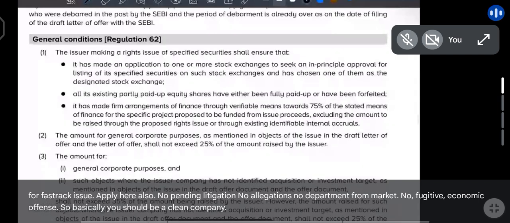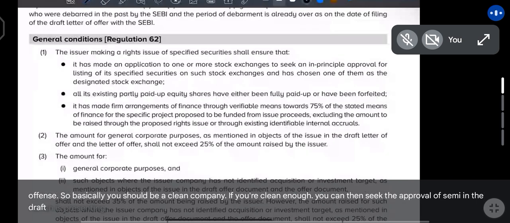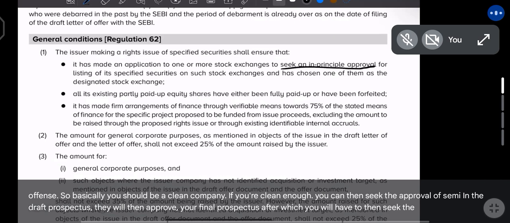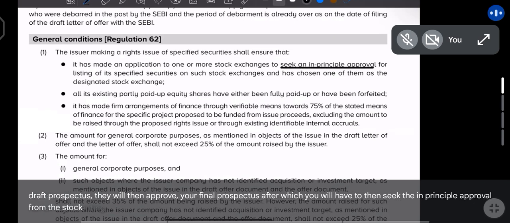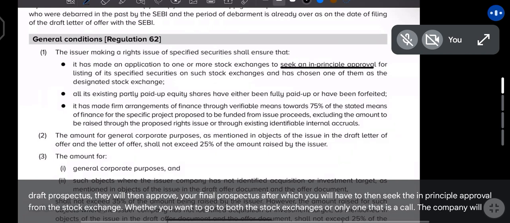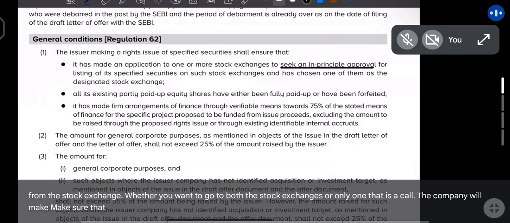If you're clean enough, you can then seek the approval of SEBI in the draft prospectus. They will then approve your final prospectus, after which you will have to then seek the in-principle approval from the stock exchange. Whether you want to go to both the stock exchanges or only one, that is a call the company will make.